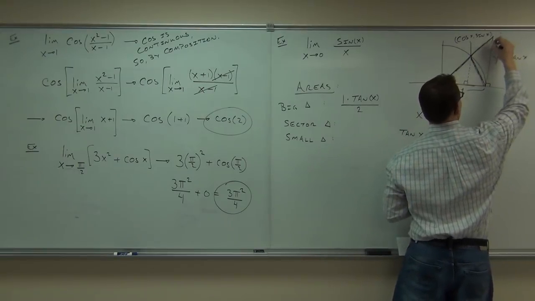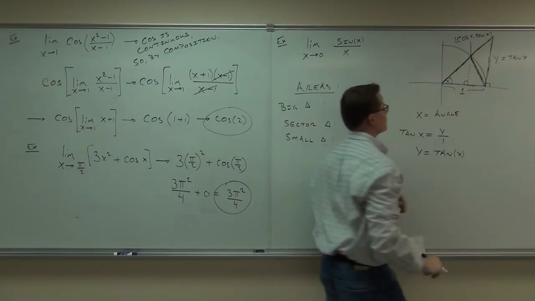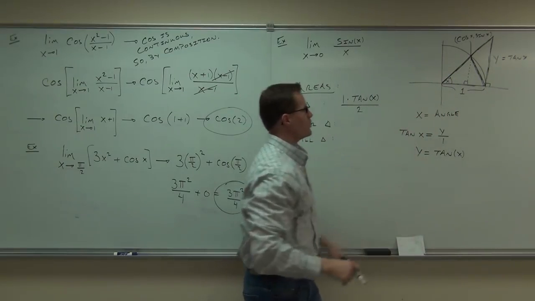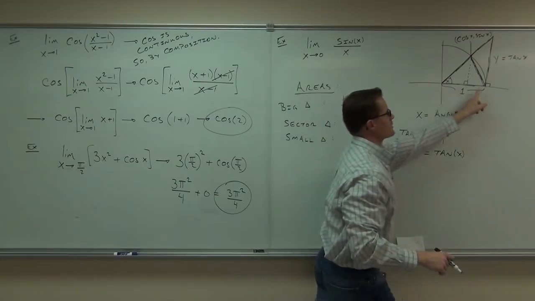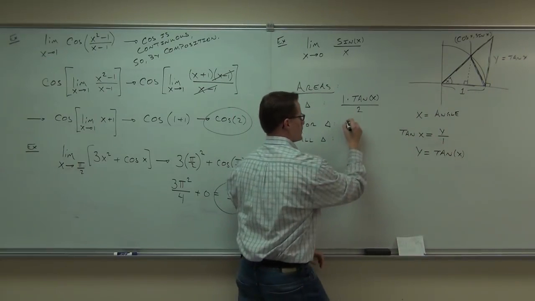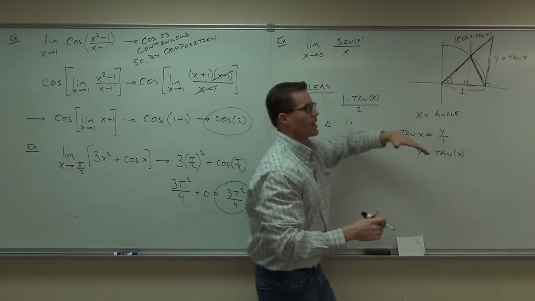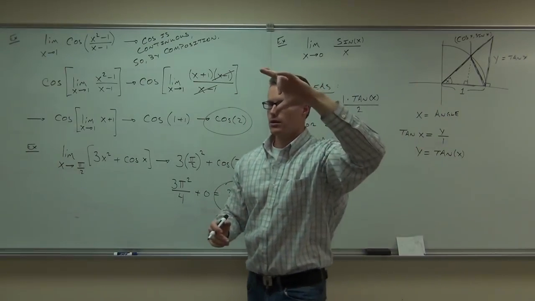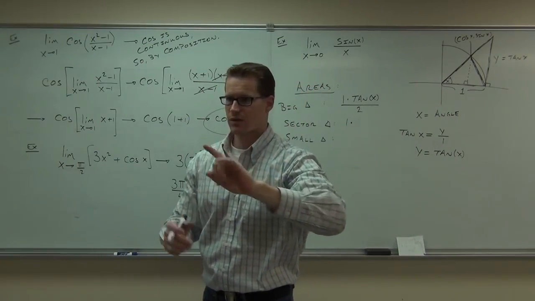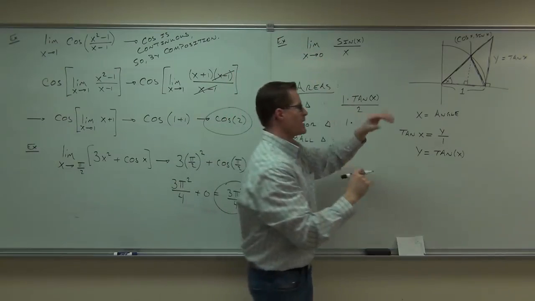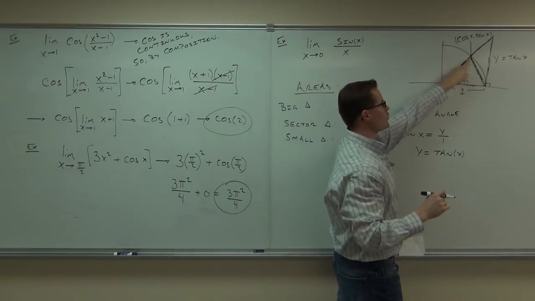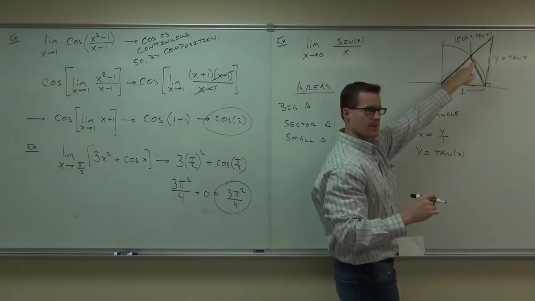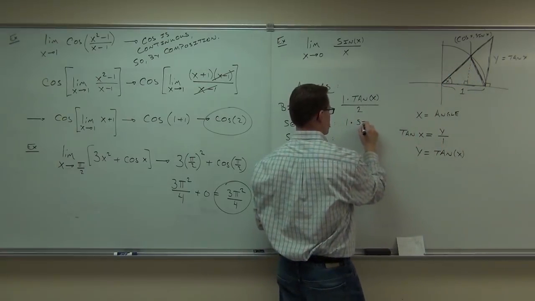And that's the big one. Okay. And then we'll talk about the sector in a moment. What's the base of my smaller triangle? What's the height of my smaller triangle? Sine x, not cosine x, right? Sine x would be the height of the smaller triangle, because that is actually a point on the unit circle. Do you believe me? So that would be sine x.